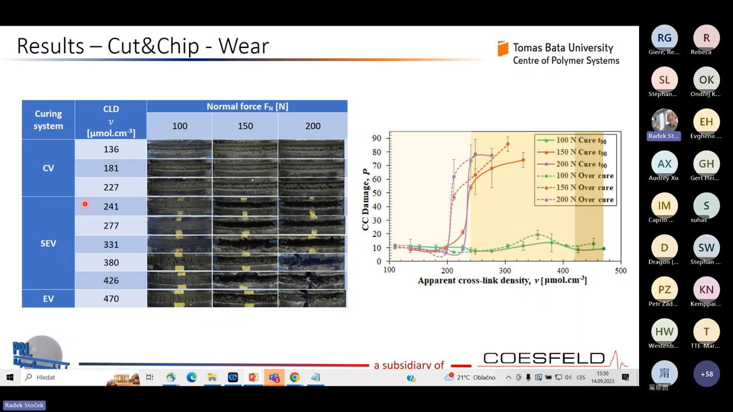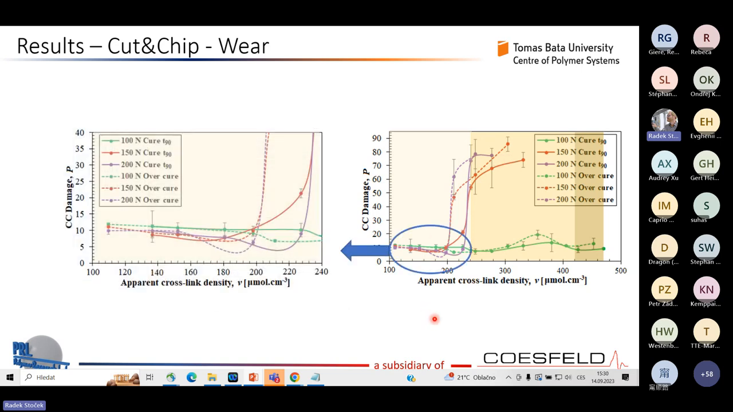When we are over 230 micromoles per cubic centimeter, you can see how large chunks break out of the material. It is a stepwise increase, and then the material is totally destroyed. We don't need to speak about the material anymore. So it is required to have a closer look deep in this region.